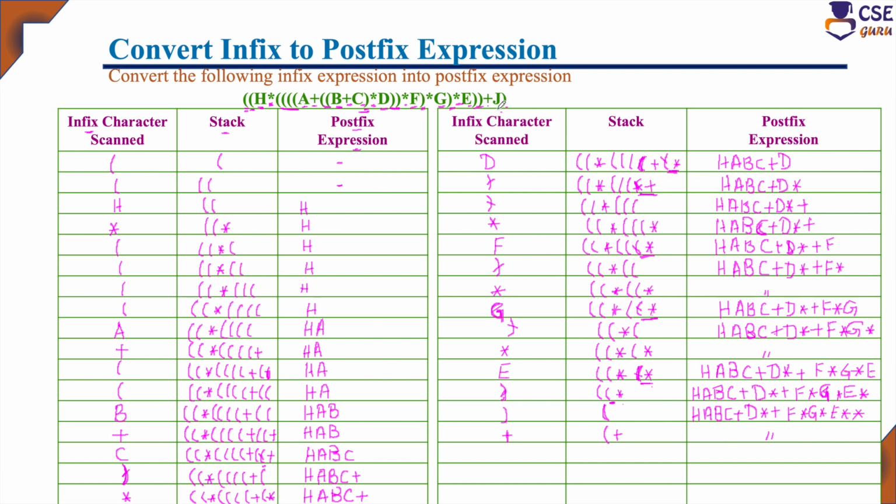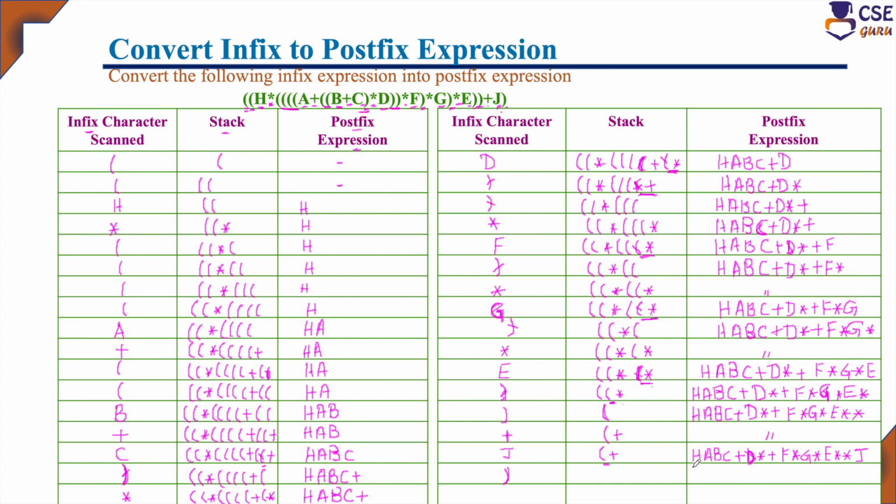And then comes the operand J. If it is an operand, directly place it in the postfix expression. Stack content will be open parenthesis and plus only. And the postfix expression is HABC plus D star plus F star G star E double star, and then you have to add this operand J. And then comes the closed parenthesis. This is the last character you need to scan in the infix expression. Until you encounter the first open parenthesis, pop the element from the stack. Here only one element, that is the plus operator, pop it and place it in the postfix expression.